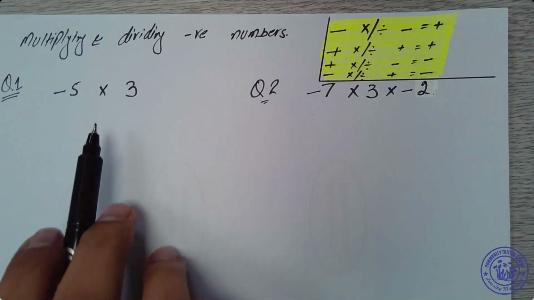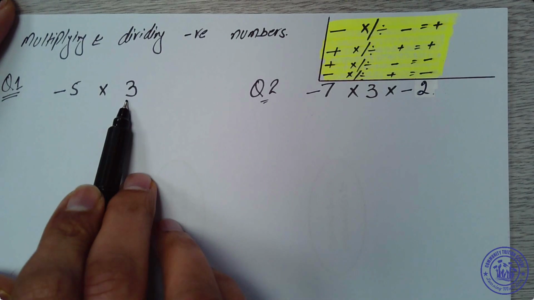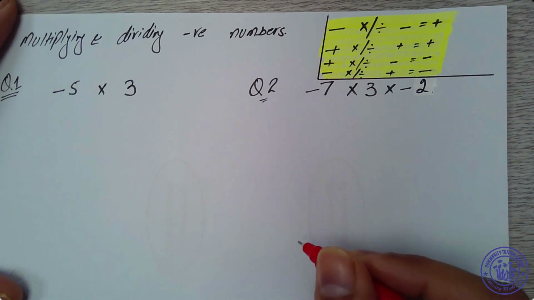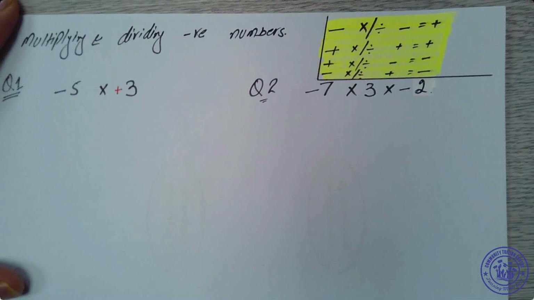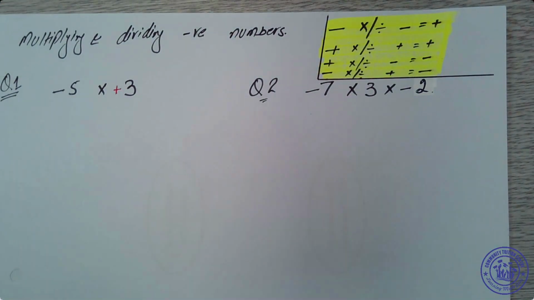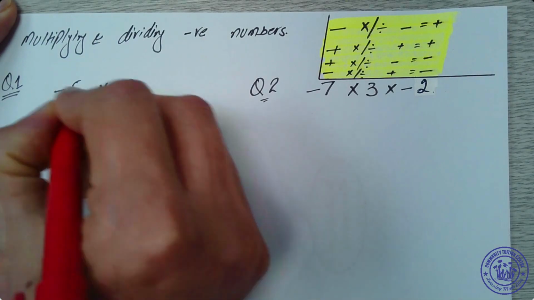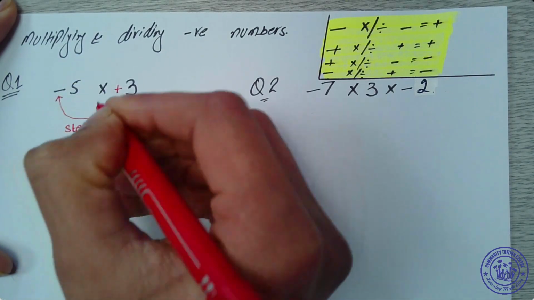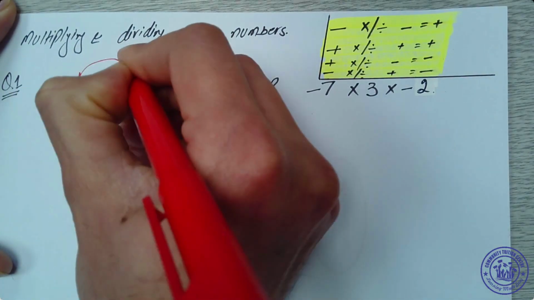I've got question number 1 here. I'm multiplying a negative 5 with 3. Now you need to remember one thing, and that is when you don't have a sign before a number, that sign is always a positive, right? And once I've done this, my step 1 will be to multiply these two signs. And my step 2 will be to multiply these two numbers, right?